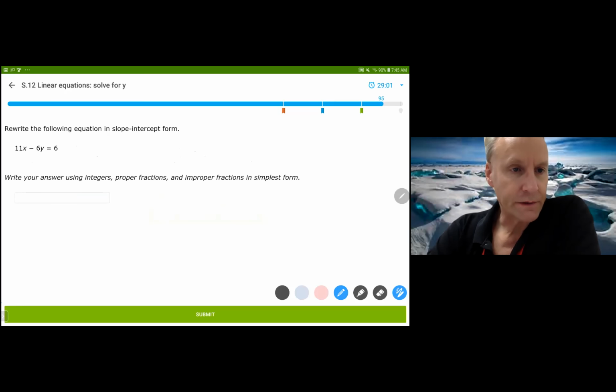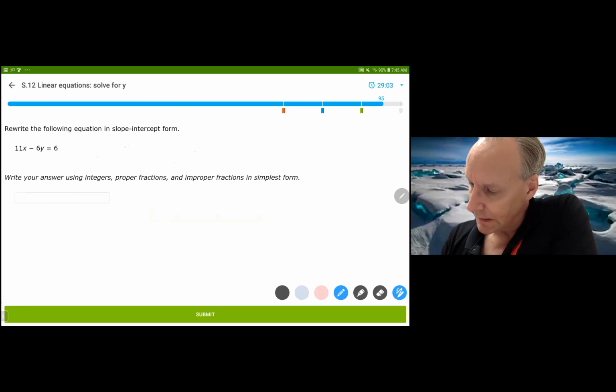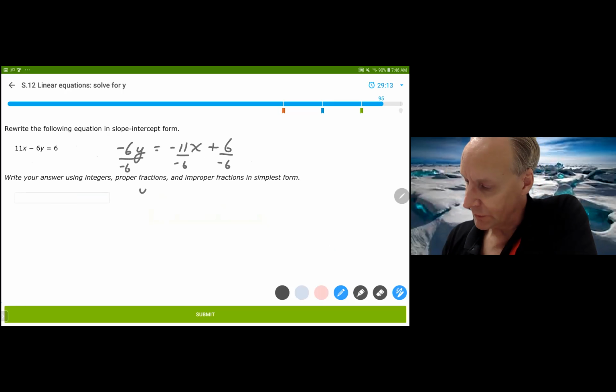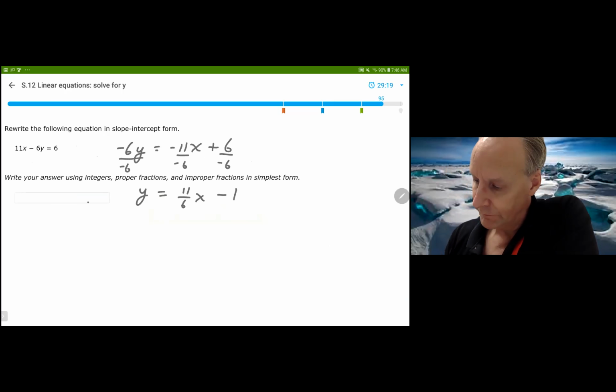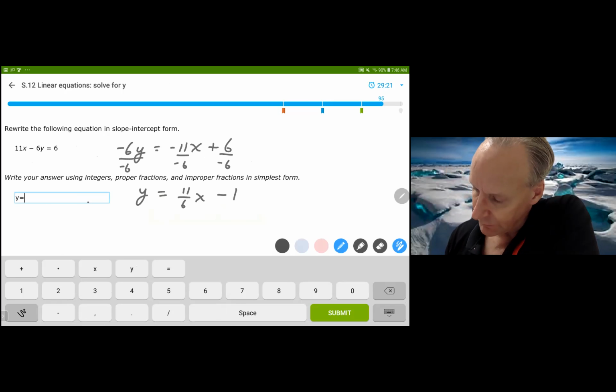And this is regular standard form. I get negative 6y is equal to negative 11x plus 6. We're going to divide by negative 6. And I'm going to go ahead and rewrite it. That's going to be positive 11 over 6x minus 1. So we have y equals 11 over 6x space minus space 1. Looks good.